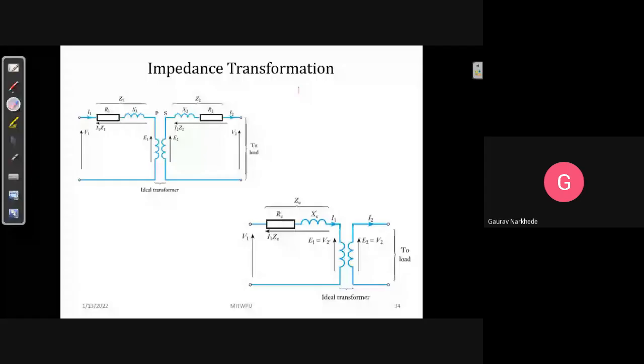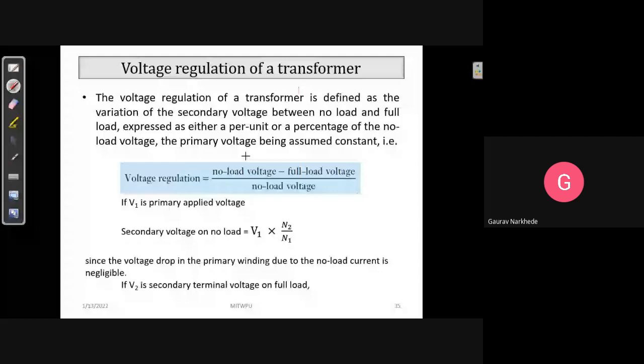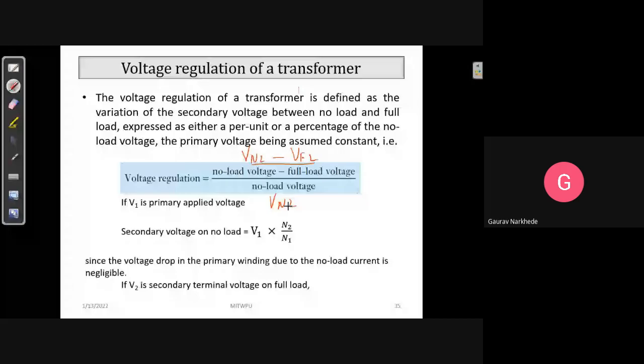So no load voltage, full load voltage. If you understood the concept, this is very simple: voltage regulation is no load voltage. Tell me, what should I write? VNL minus full load voltage VFL, divided by no load voltage VNL. So VNL minus VFL divided by VNL, right? So this is your voltage regulation.